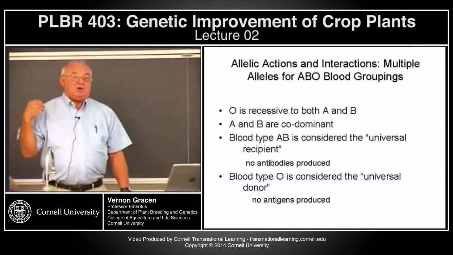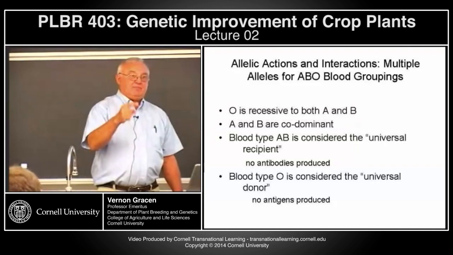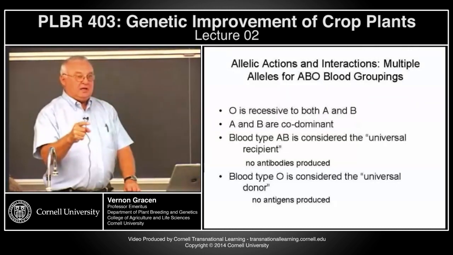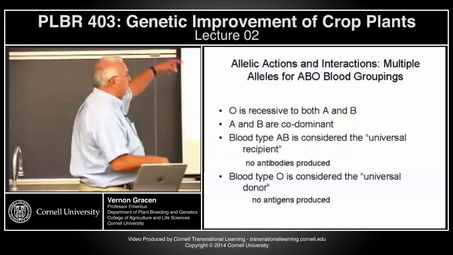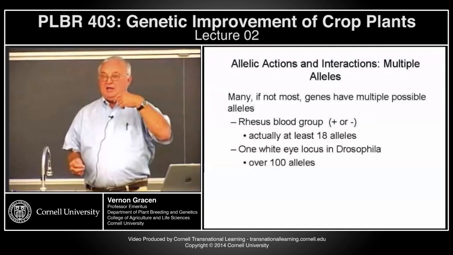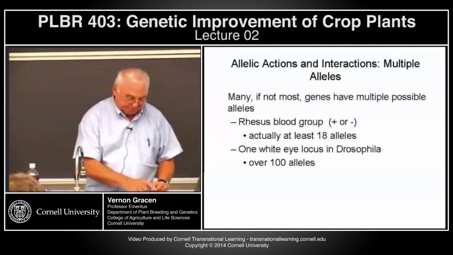So this is a case of multiple alleles involving dominance of A and B to O, and codominance of A to B, and mixtures of expression depending on whether you're A, B, AB, or O blood types.